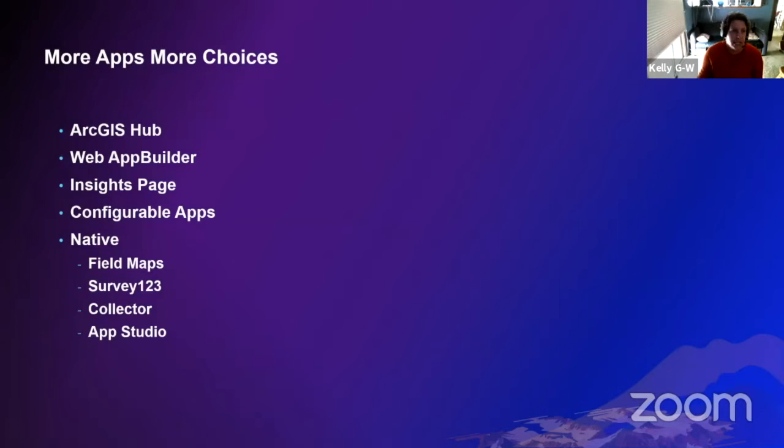A couple that I didn't get into are ArcGIS Hub, Web App Builder, and Insights pages. So if you want to actually show the reports of some of the Insights work, configurable apps are still around. And then there are also quite a few native apps that you may have worked with before. That's really when you want to have the application on your phone and not go to the URL each time. So we've got Field Maps, Survey123, Collector, and then AppStudio, which can actually create apps for you on native devices. And they do have some connections to Instant Apps, which are pretty cool.